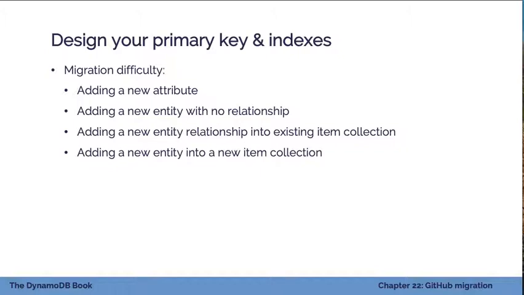The next 2 are a little more difficult, where you're adding a new entity into a new item collection. So this might be where you have a relationship with an existing entity, but there's no item collection that works to handle that relationship. So you have to create a new item collection in some sort of secondary index. And this usually means adding new attributes to that existing item. So you're going to have to do a little change there in addition to your application code.